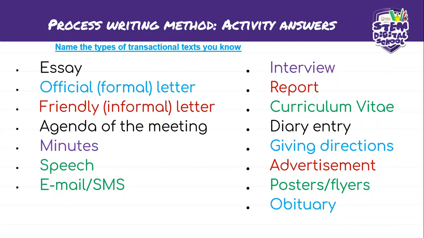And then there is the agenda of the meeting, where they talk about what a meeting would be all about, what will be talked about in a given meeting. And then we have minutes. Minutes talk about what happened in a meeting, who said what, what was agreed on, what were the issues which were raised in the meeting.